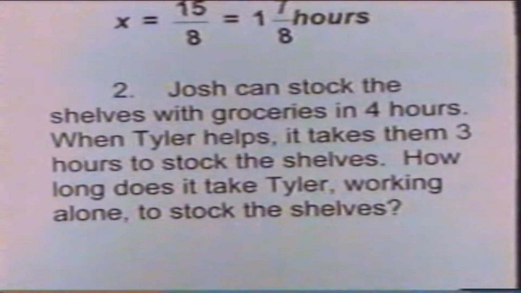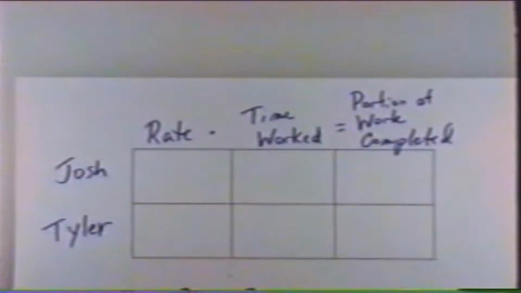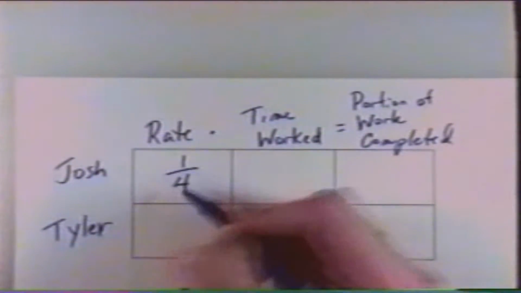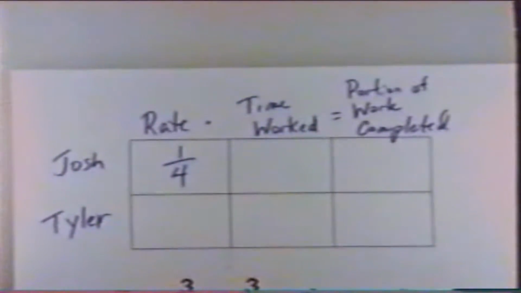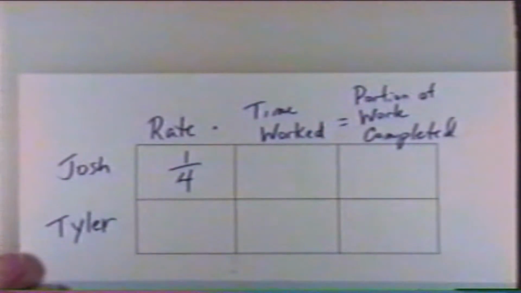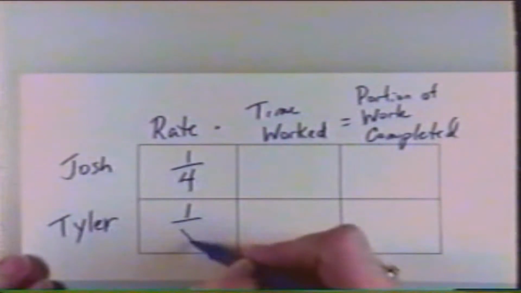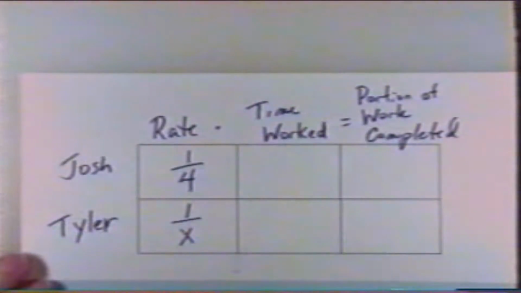So let's look at that one more time. Josh can stock the shelves in 4 hours. So that means Josh's rate is 1/4. We did not know Tyler's rate. That means Tyler's rate is 1/x.